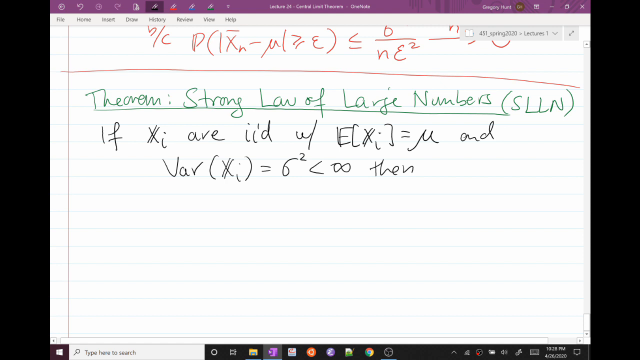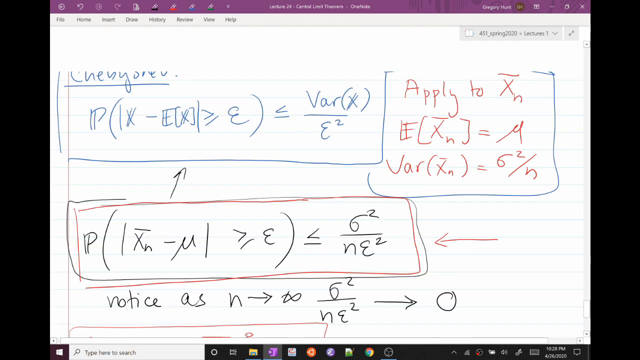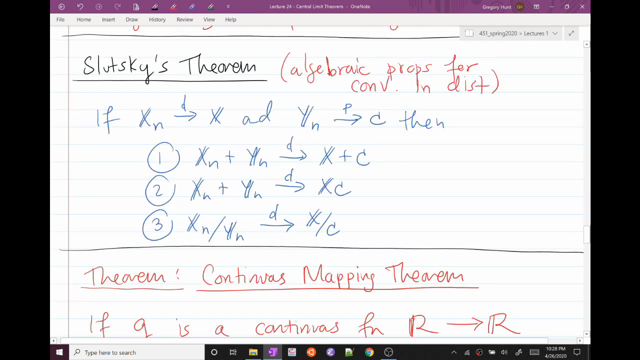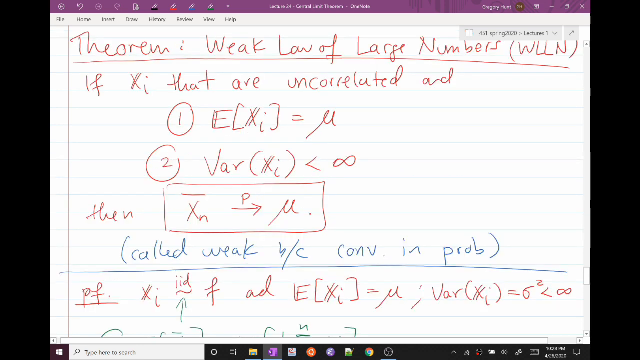the strong law says that Xn bar converges almost surely to mu. So the weak law says it converges in probability. The strong law says it converges almost surely. But we need a little bit stronger assumptions. We need them to be IID and have a finite variance. If you look back at our weak law, we didn't quite prove the full weak law, but we proved a version of it. If you look back at the weak law of large numbers, actually, you don't need them to be independent, they need to be uncorrelated.